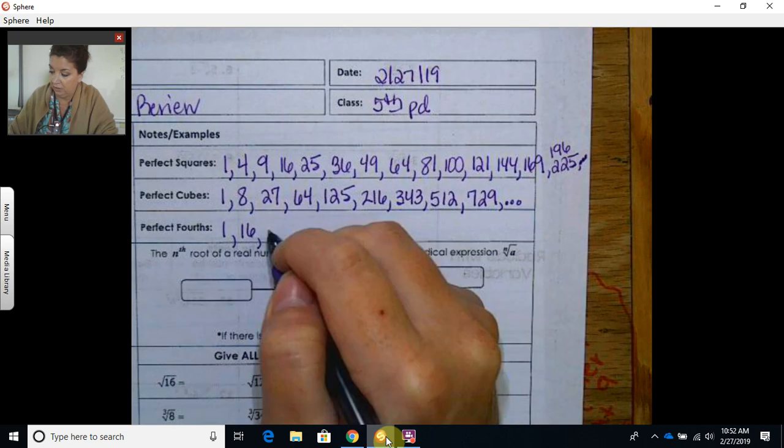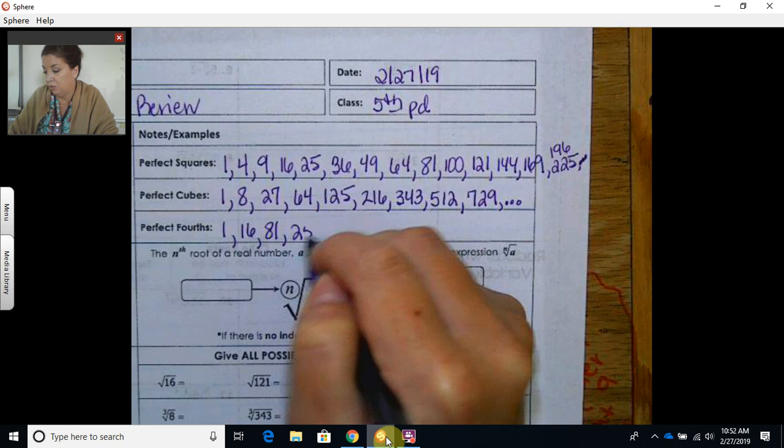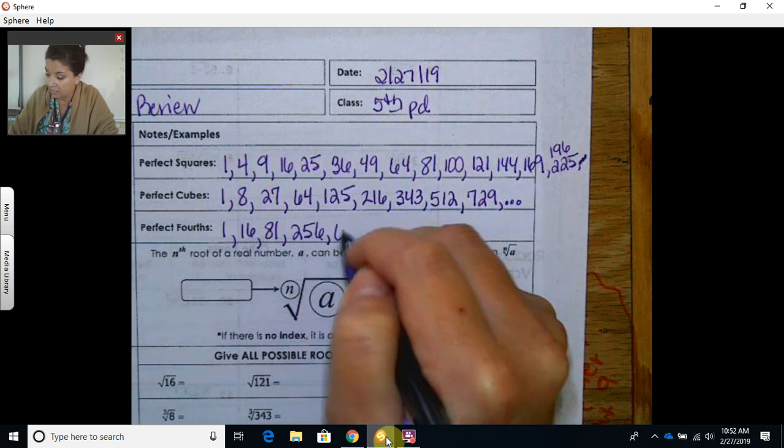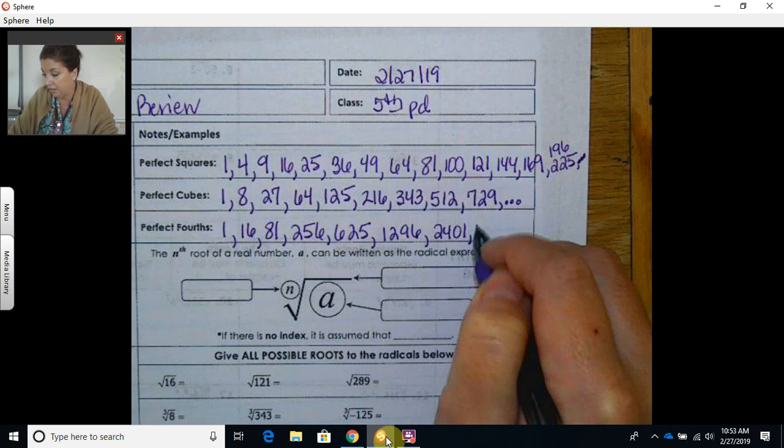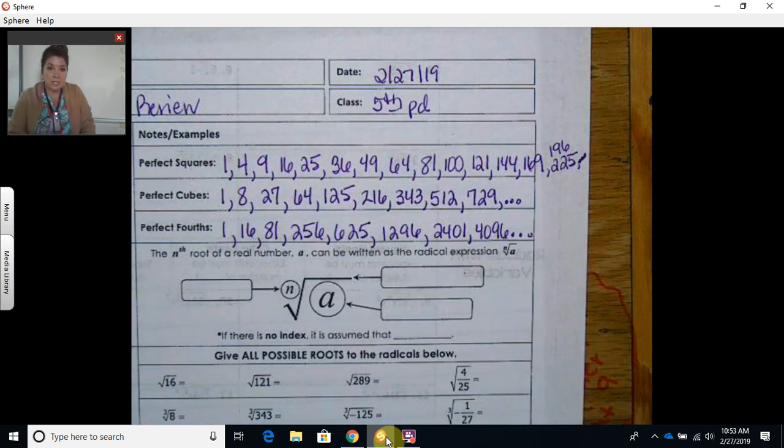3 to the 4th? 81. 4 to the 4th? It's 256. 5 to the 4th? 625. 6 to the 4th is 1,296. 7 to the 4th is 2,401. 8 to the 4th is 4,096, and so on and so on. I would at least know that 16 and 81 are perfect fourths. You'll see those more than anything.